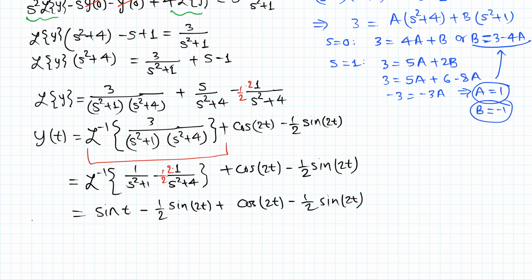So this is the final answer. Y equals negative 1/2 sine 2t, negative 1/2 sine 2t. We can combine negative 1/2 and negative 1/2, which means just negative 1. So this is sine t, from these two terms, negative 1 copy of sine 2t, plus cosine 2t. That's y equals the final answer.